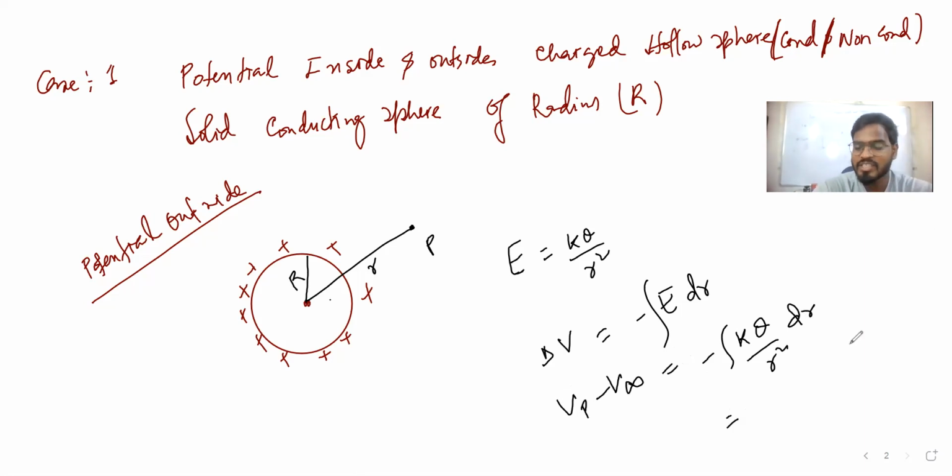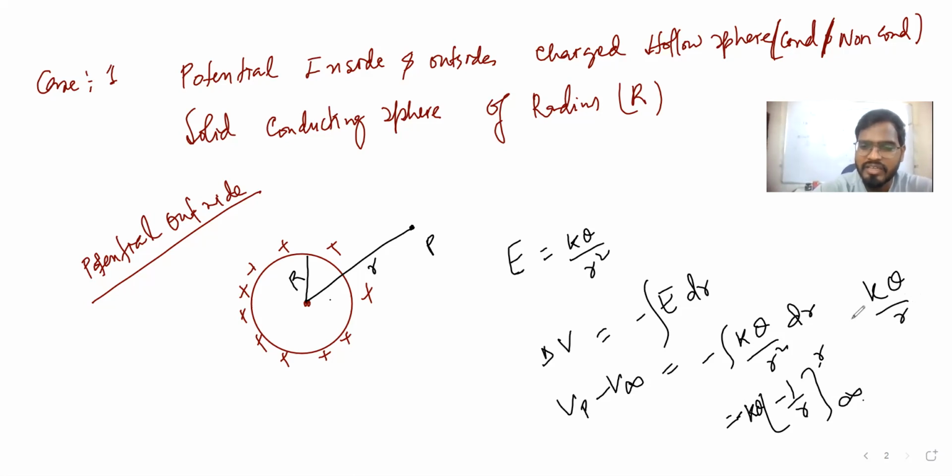Integration of dr by r square is minus 1 by r, from infinity to r, with kq. So what will be the answer? Kq, minus minus is plus, and if you put infinity it becomes 0, so 1 by r. So kq by r. So the potential at point P we got is kq by small r.